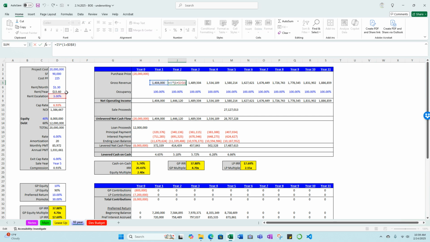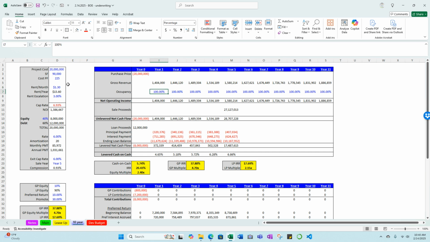And then for this next one, we reference the previous cell, then we add in the rental escalation for that, and then drag across. As you can see, it's right there, square feet times rent per year. Then we go to year 2 at the rental escalation.